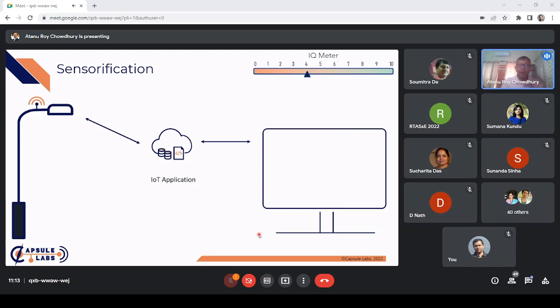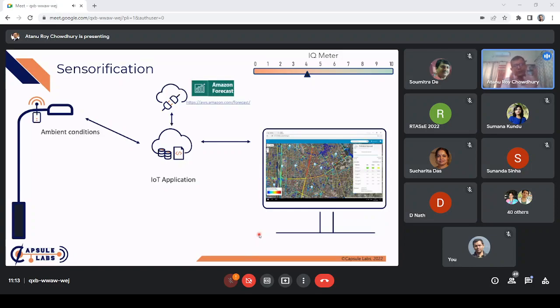Now, what if I add not only the ability to collect information about energy consumption, but a little bit of a sensor which collects my ambient conditions as well? What can I get out of that? Well, if I do ambient light levels, then I can do ambient light-based automation.